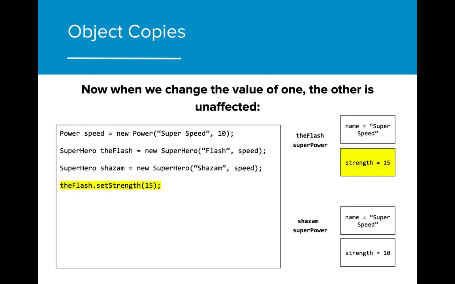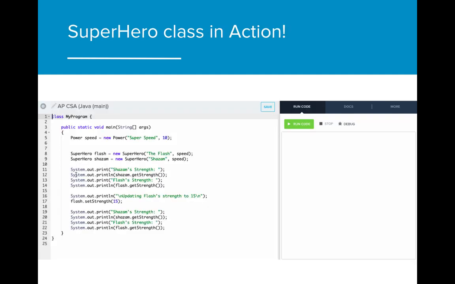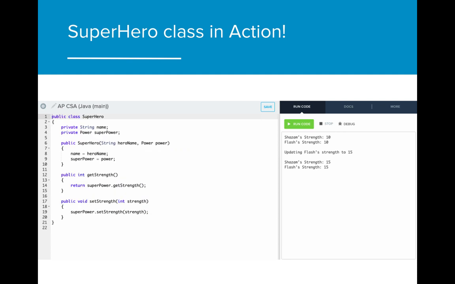Now, with our new initialization, when we change the strength attribute in the Flash, the Shazam superpower strength will not change. Here's a live demo of the superhero class. In the initial run of the program, we have superpower equals power. Notice that when run code is hit, the value of strength also changes for Shazam. When we change the initialization of superpower to initialize a new power object, when we run the program again, we get the correct value for Shazam.